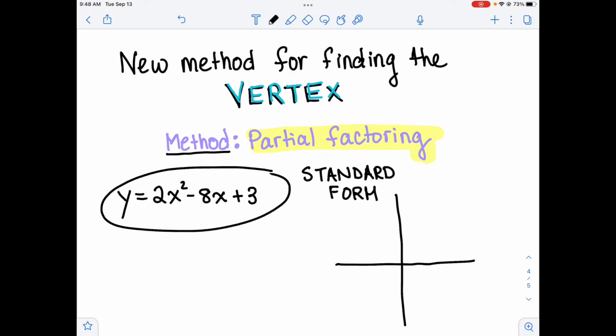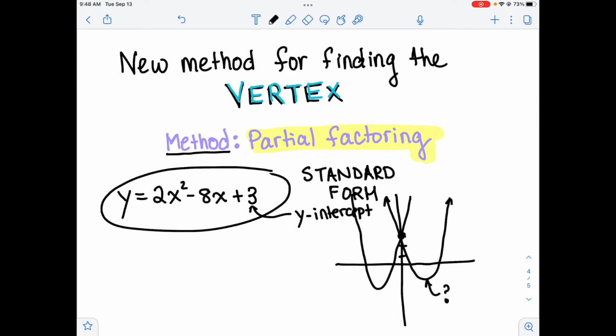Okay, so what do I know about this quadratic function? I know that it has a y-intercept at 3. That's not it, but that's a big thing that I know. So I know it has a y-intercept right there. I also know from this positive a value that my parabola is going to open up. So maybe it's going to look something like this. Not really sure where the vertex is. So I just know it's going to look maybe like that, or maybe like this. But yeah, we're going to find out.